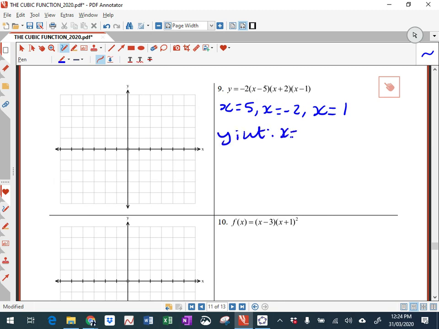Sub in x equals 0. So what do I get? y equals negative 2 outside of negative 5, outside of 2, outside of negative 1. So what's that going to give me? I've got negative 5 times negative 1 is 5, times 2 is 10, that's negative 20.